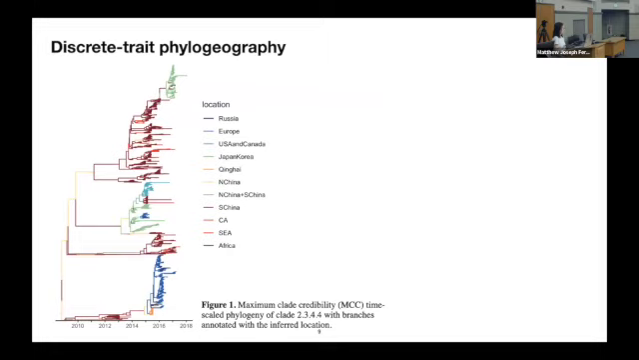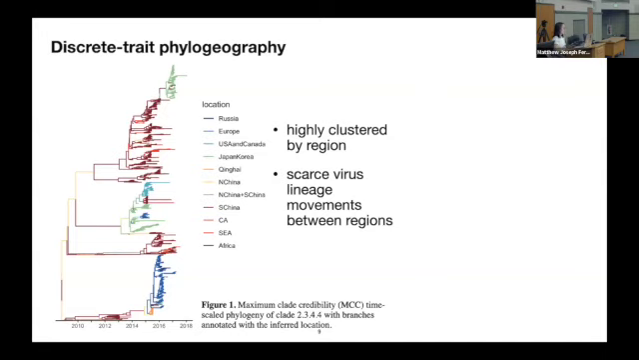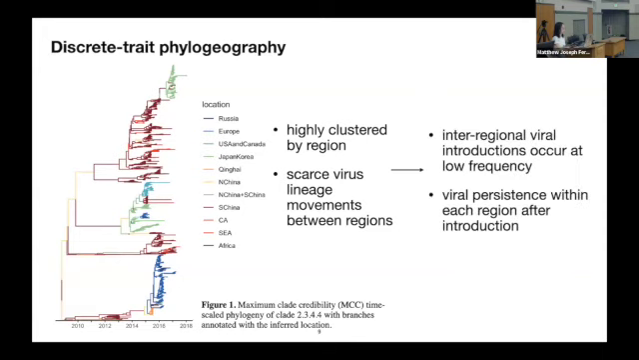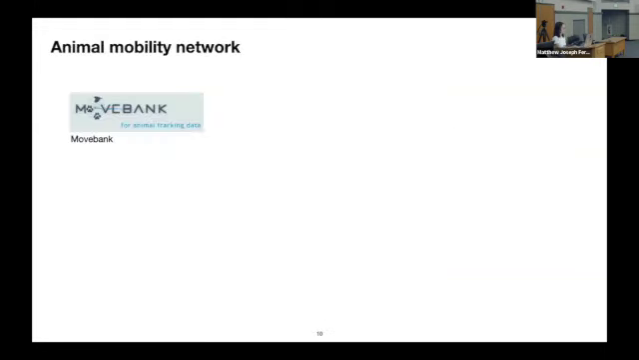So this is our phylogeography. It shows all the viruses are highly clustered according to the different regions colored here. And there's also little virus lineage movement between different aggregated geographical regions. It tells us the interregional virus introduction might occur at very low frequency, and the viruses might persist within a region for a while after the introduction.